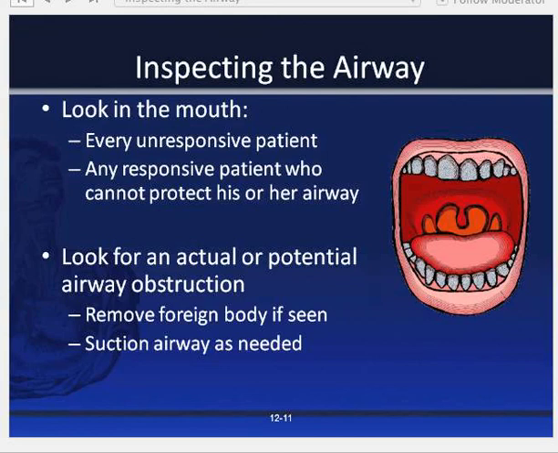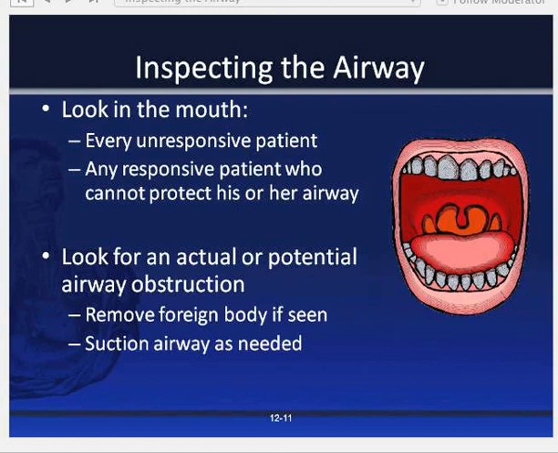After opening the airway, look in the mouth of every unresponsive patient and any unresponsive patient who cannot protect her airway. This can be done by opening the patient's mouth with your gloved hand. Look inside the patient's mouth for an actual or a potential airway obstruction, such as a foreign body, blood, vomit, teeth, or the patient's tongue.